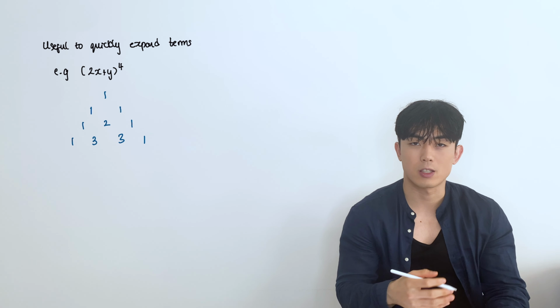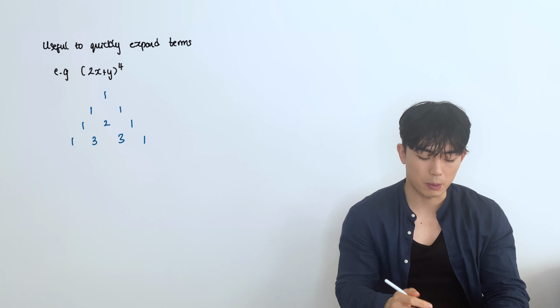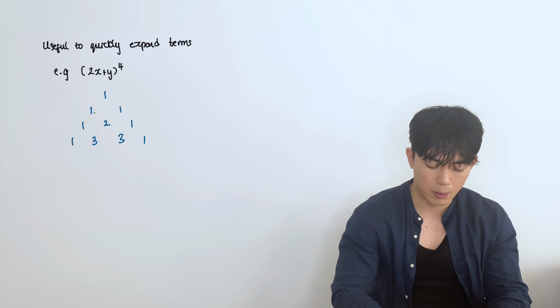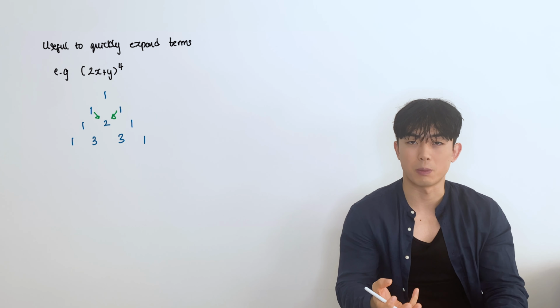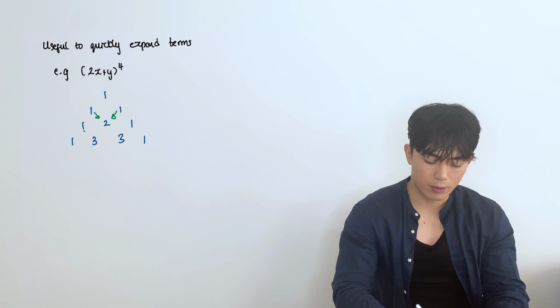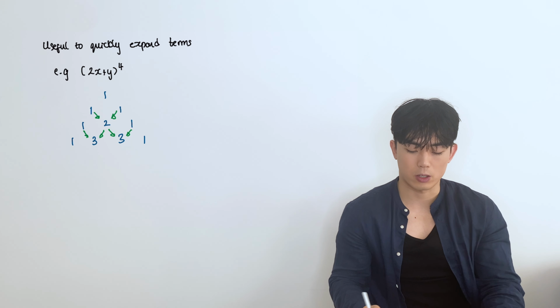It's made by just summing up the two numbers, and they'll give you the number below. As you can see here, if I sum up 1 and 1, I get 2 and that's the number below. If I sum up 1 and 2, I get 3. 2 and 1, I get 3 as well. So that's how we make Pascal's triangle.